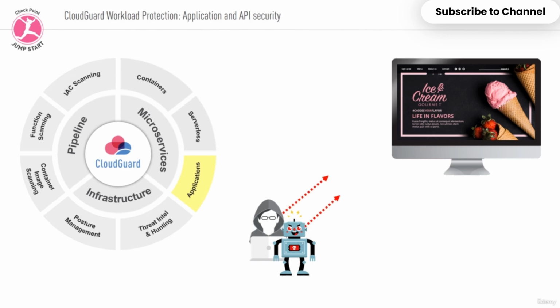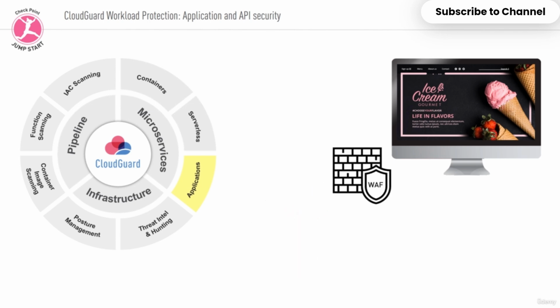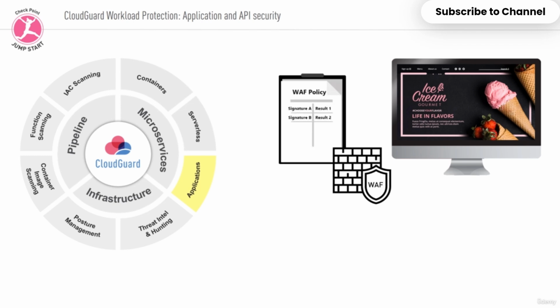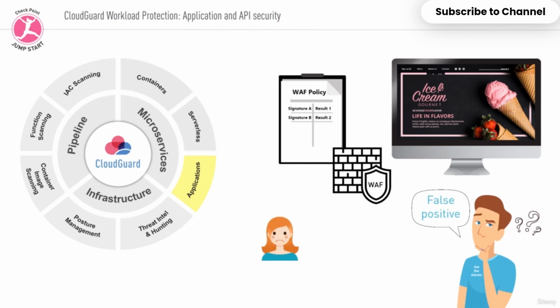Traditionally, you would use a legacy web application firewall to defend against these kinds of attacks. These WAFs are rule-based and use binary rules to match requests to attack signature databases. This creates enormous administrative overhead and blocks legitimate application users, or as we like to call it, false positives.